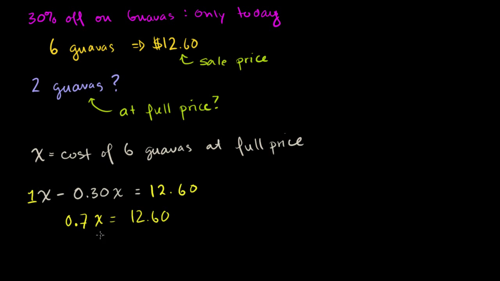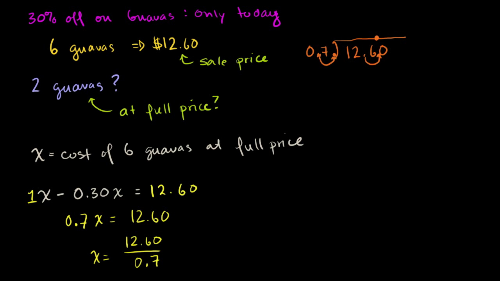And now we just have to solve for x. Divide both sides by 0.7. So you get x is equal to 12.60 divided by 0.7. We could use a calculator, but it's always good to get a little bit of practice dividing decimals. So 0.7 goes into 12.60. Let's multiply both of these numbers by 10, which is what we do when we move both of their decimals one to the right. So the 0.7 becomes a 7, and the 12.60 becomes 126. Put the decimal right there.